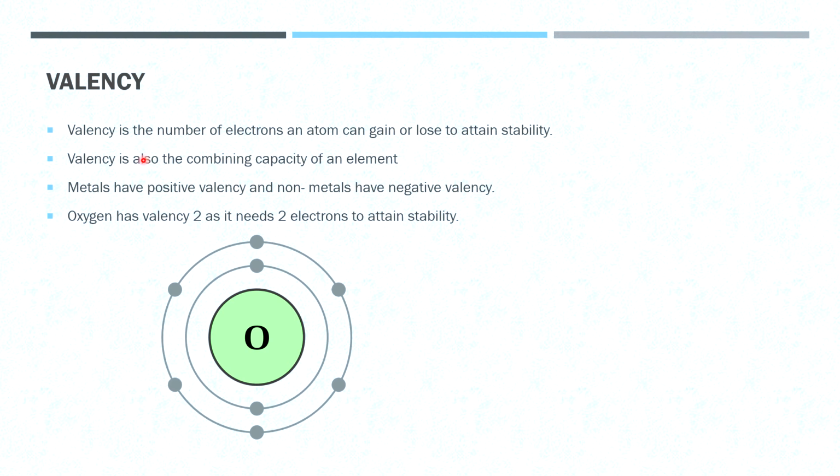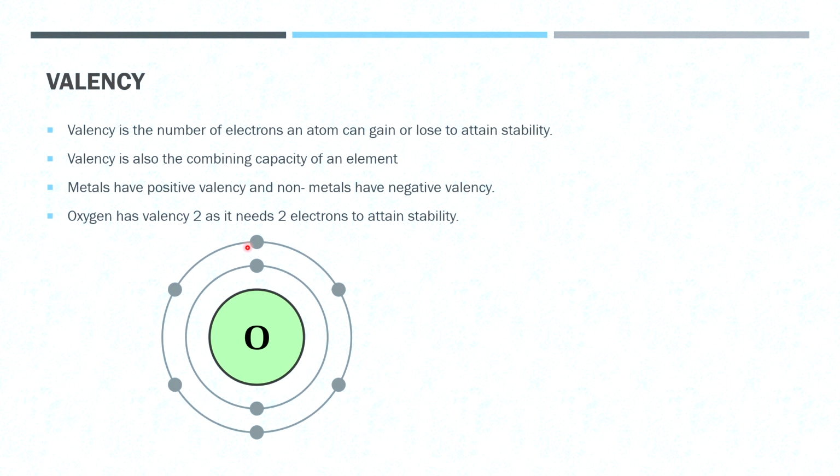Valency. Valency is the number of electrons an atom can gain or lose in order to attain stability. Valency is also the combining capacity of an element. Metals have positive valency and non-metals have negative valency. Oxygen has valency too, as it needs two electrons to attain stability. So we can see this oxygen atom out here.